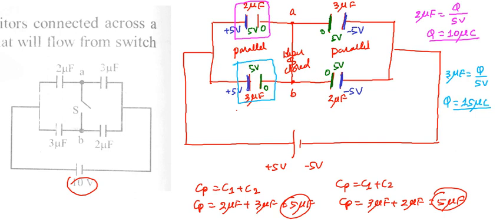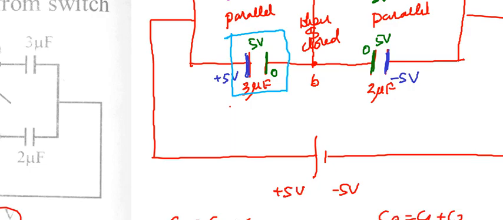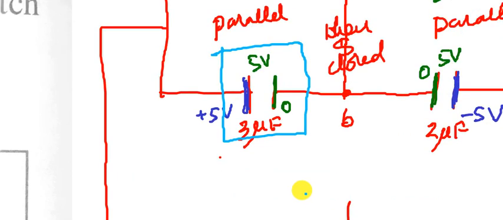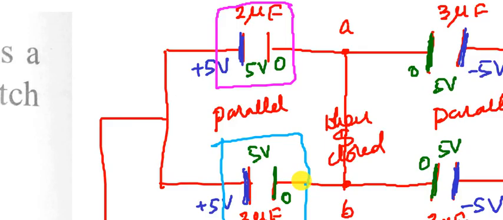Well, let me zoom it a little. Just observe carefully. So what is happening? I already closed the switch, right? So this one is now processing 10 microcoulomb charge. See how beautifully it is storing the charge. See carefully. It is plus 10 microcoulomb on this side and minus 10 microcoulomb on this side.